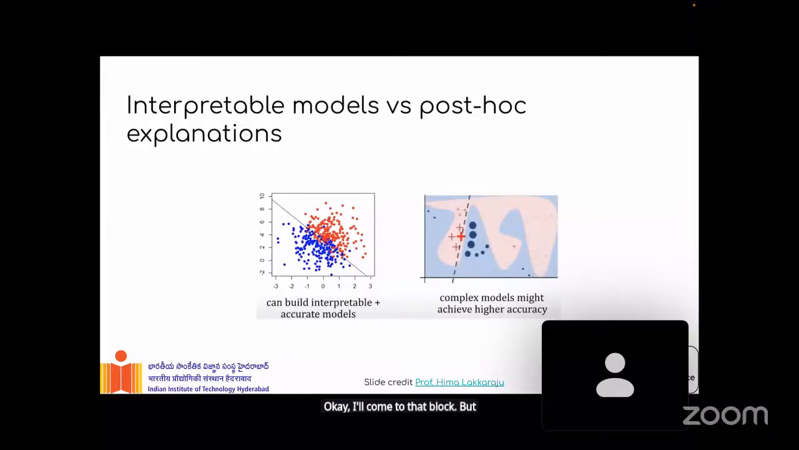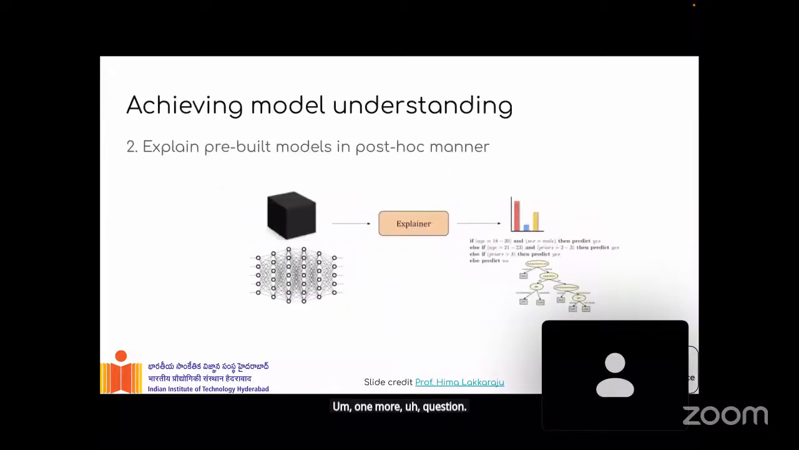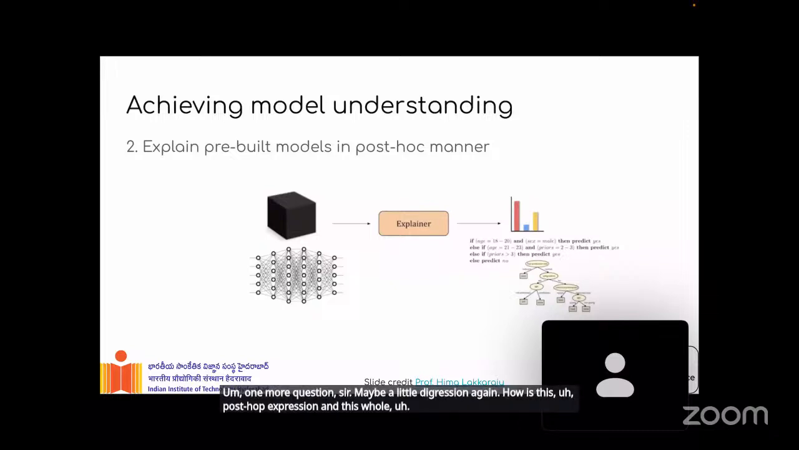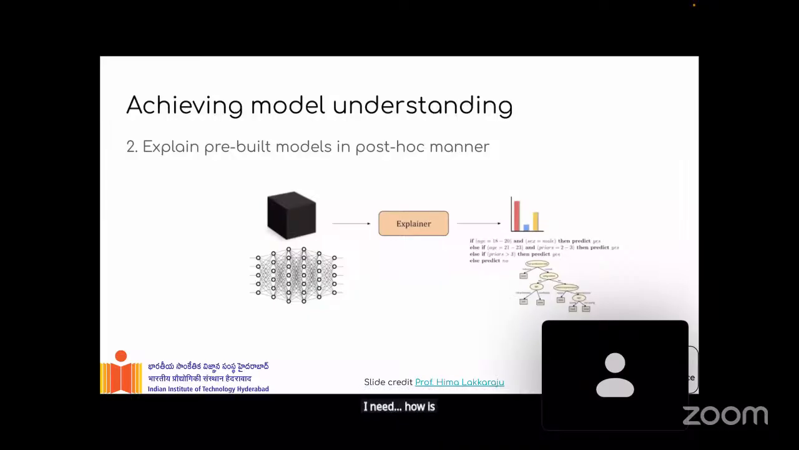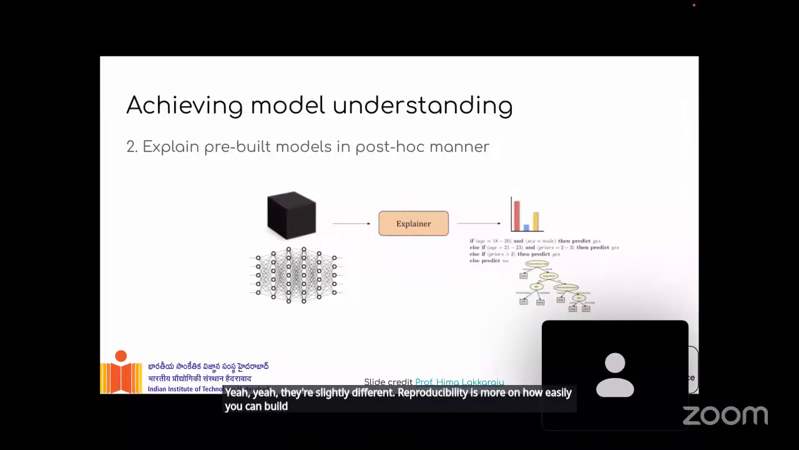I'll come to that block. One more question, sir, maybe a little digression again. How is this post hoc explanation and this whole idea different from reproducibility? There is talk that we have to make our models reproducible. Do you distinguish? Yeah, they're slightly different. Reproducibility is more about how easily you can build the same model with slight variation in the data, for example.